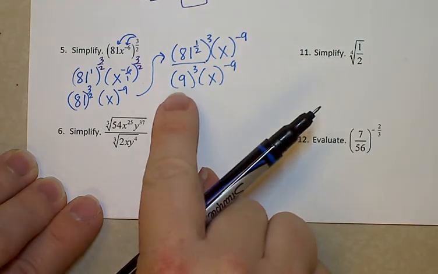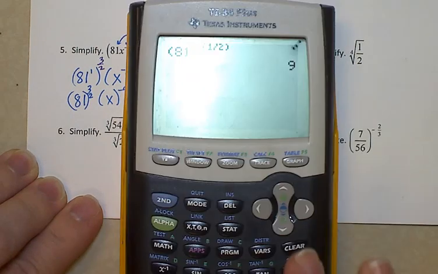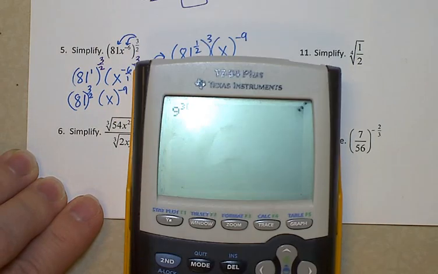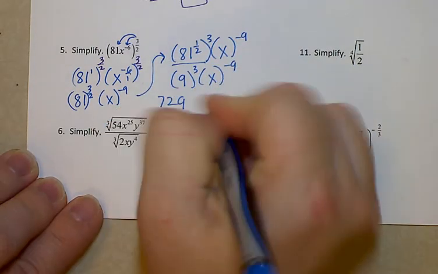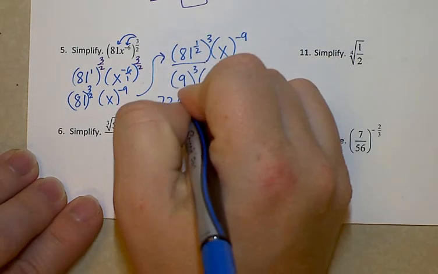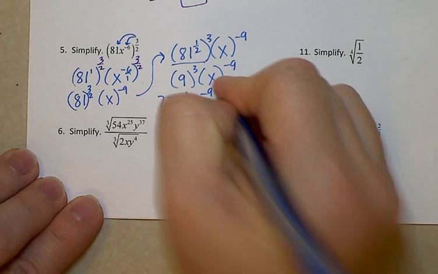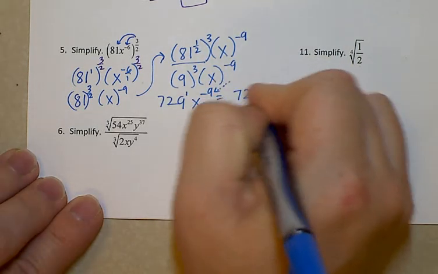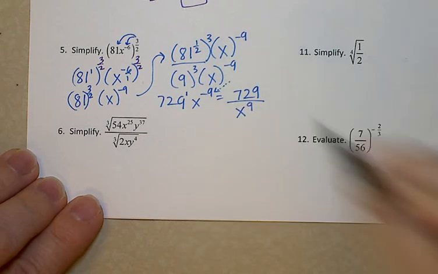Now 9 to the third. Common mistake is students say 27. We'll use the calculator to evaluate. 9 to the third means 9 times 9 times 9, which is 729. X to the negative 9th. 729 is happy because it has an exponent that's positive. The x is not happy because the exponent is not positive. 729 will stay where it is. The x will move to the bottom and become positive.